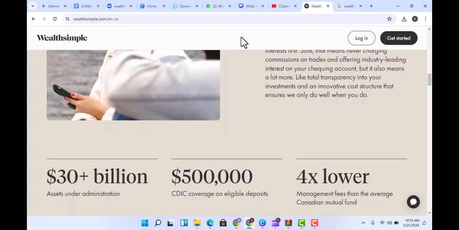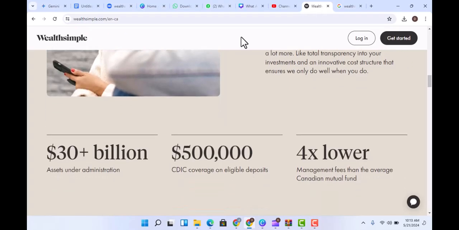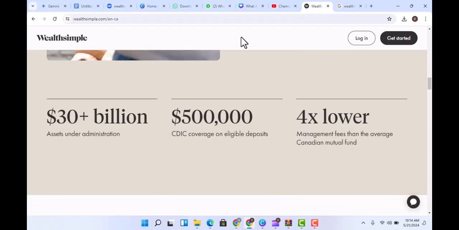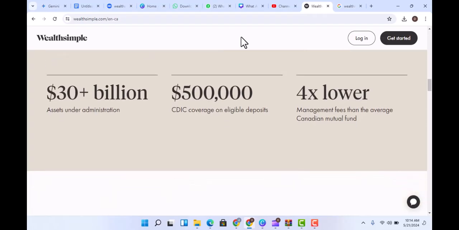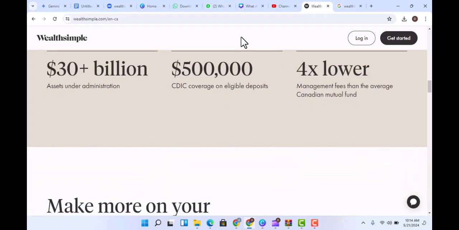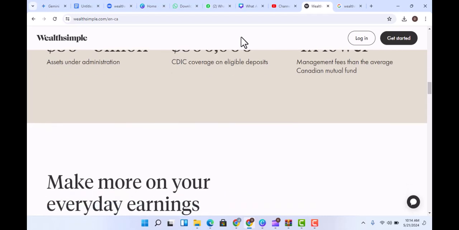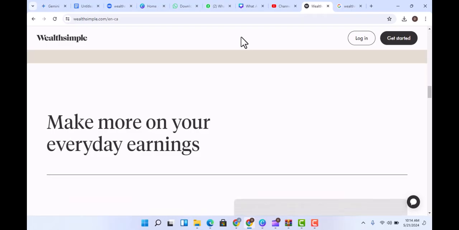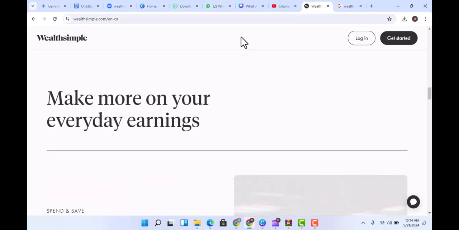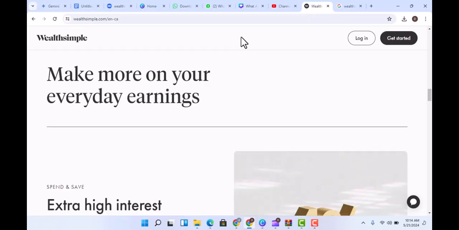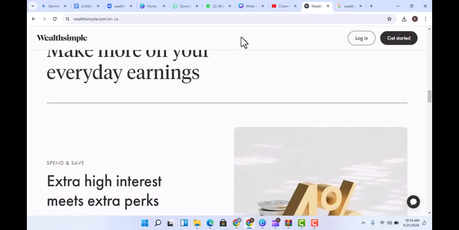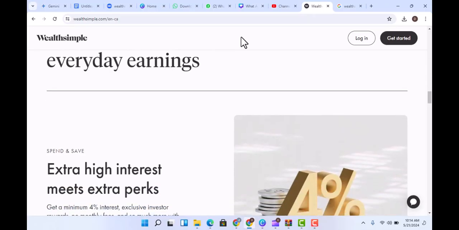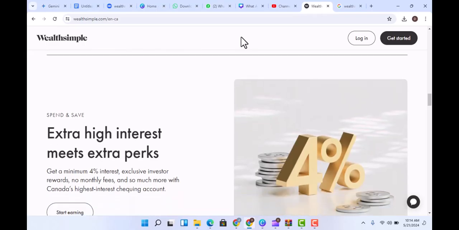Benefits of holding USD in Wealthsimple. There are a number of benefits to holding USD in Wealthsimple. Easy to set up and manage. Wealthsimple makes it easy to set up and manage your USD account. Low fees. Wealthsimple offers low fees on their USD accounts. Secure and reliable. Wealthsimple is a secure and reliable platform for investing.